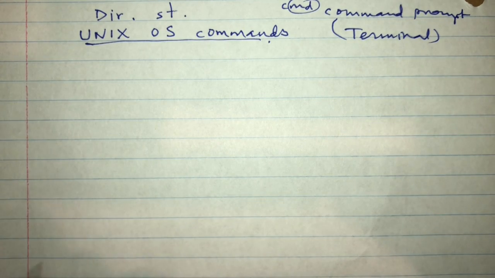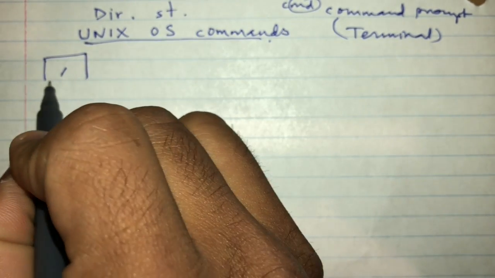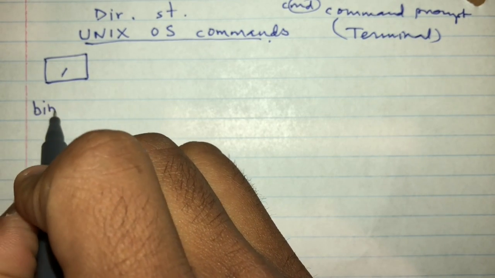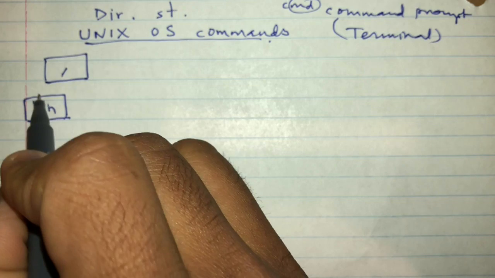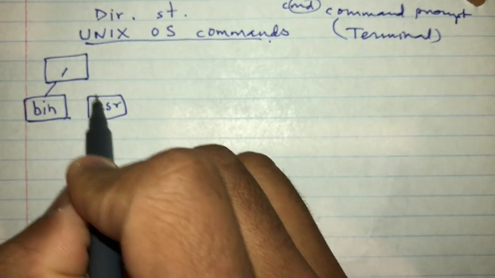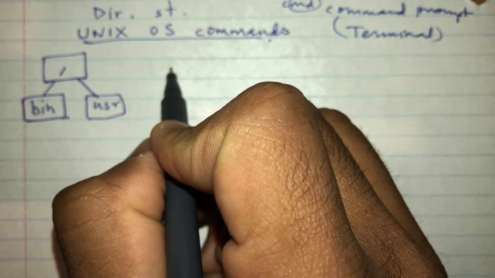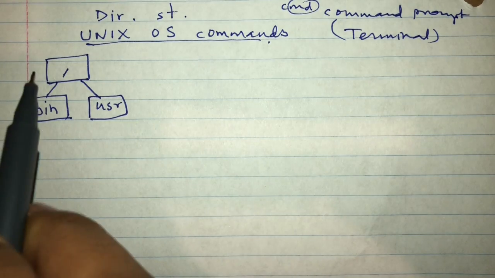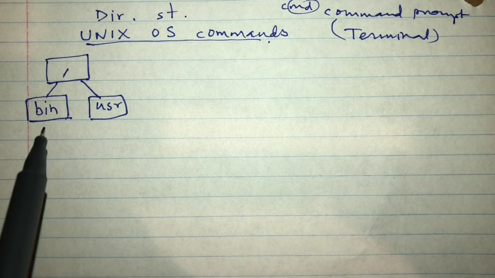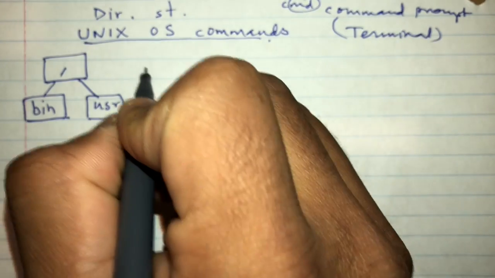And for doing this, I would like to have this tree structure before our eyes so that it will be easier for us to actually see the output of these commands. So let's see, my directory structure is like this. I have a root directory, and inside root directory I have two subdirectories. One is bin and the other one is USR.